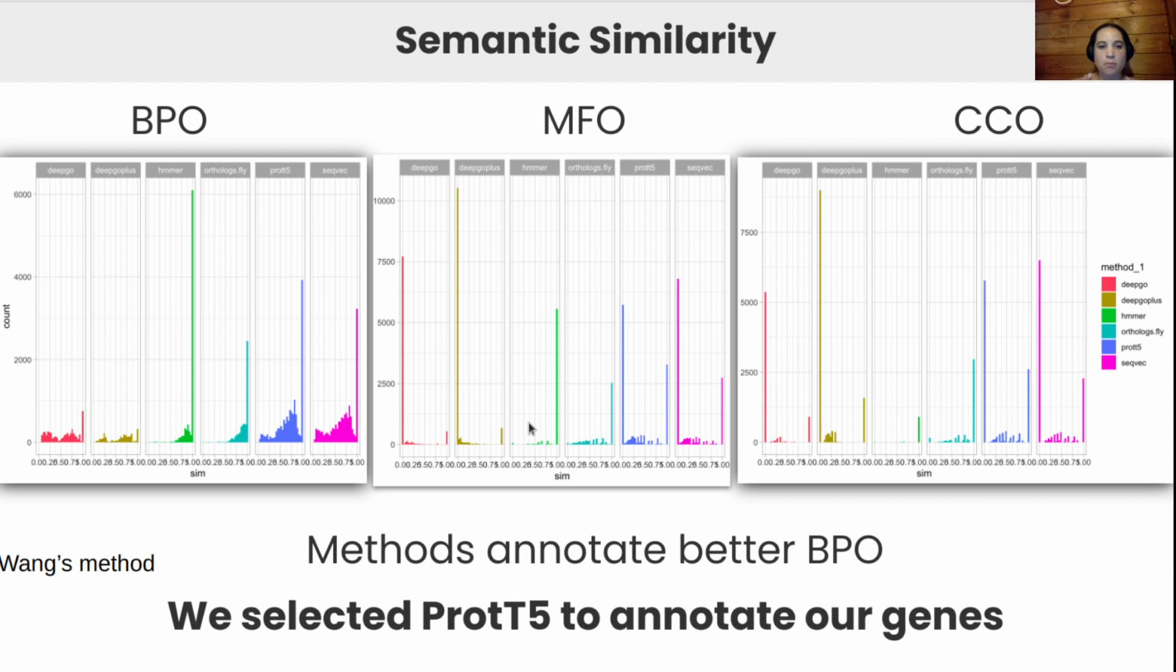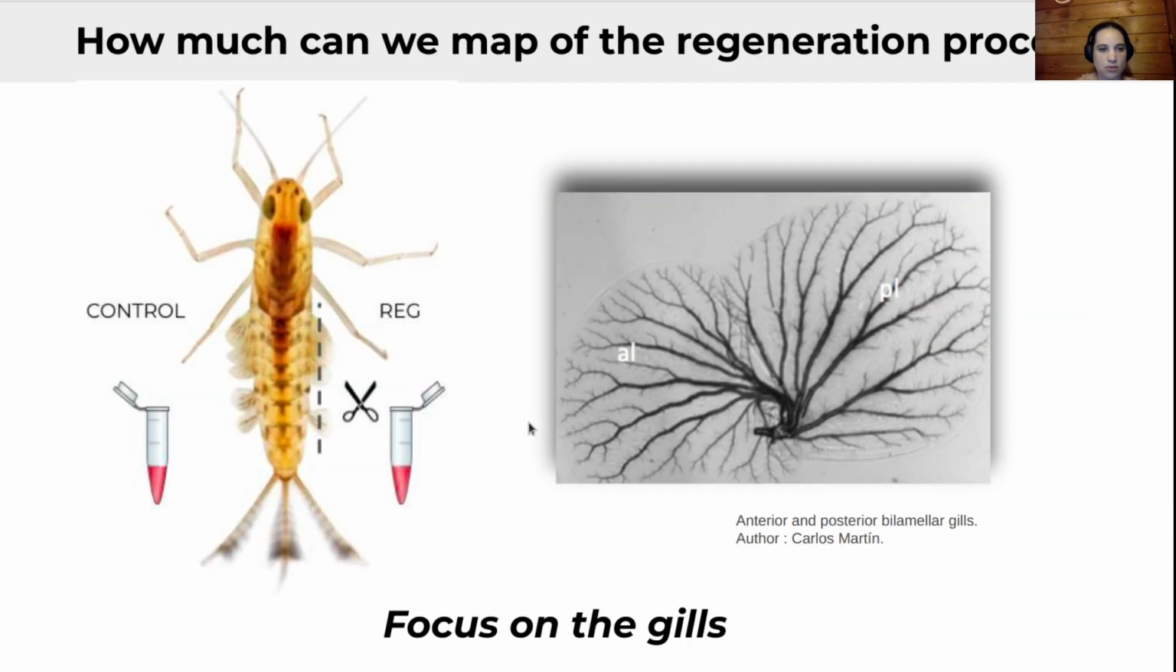but in the BPO, or biological process, plot, we can see that most of the predictions are related. So we determined that ProtT5 annotates better in that category. So we selected ProtT5 to annotate our genes and genes in regeneration.